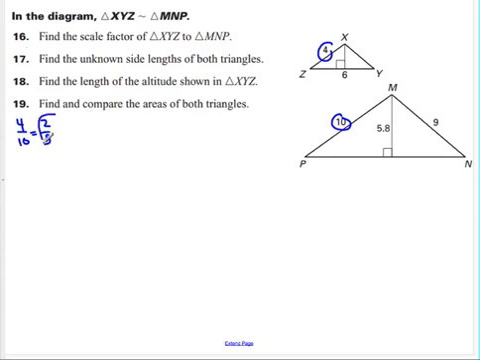Next, there's our scale factor. Find the unknown side length. Everything is going to be compared to 2/5. We'll start with the bases. That'll be 6 over x. Make sure that you put the small triangle on top and the big one on the bottom. We cross multiply. We have 2x equals 30, or x equals 15.